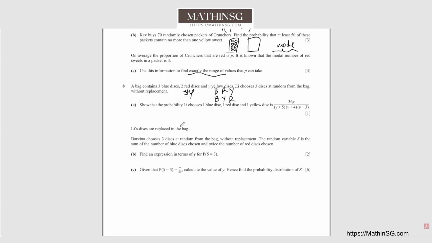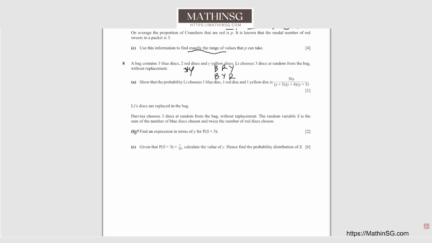Lee's discs are replaced in the bag. Okay, that means now it goes back to 3 blue, 2 red, and y yellow discs. So they put back all the discs that Lee has taken out. Next, Davina chooses 3 discs at random from the bag without replacement. The random variable S is the sum of the number of blue discs chosen and twice the number of red discs chosen. Okay, and we are asked to find an expression in terms of y for P(S = 3).